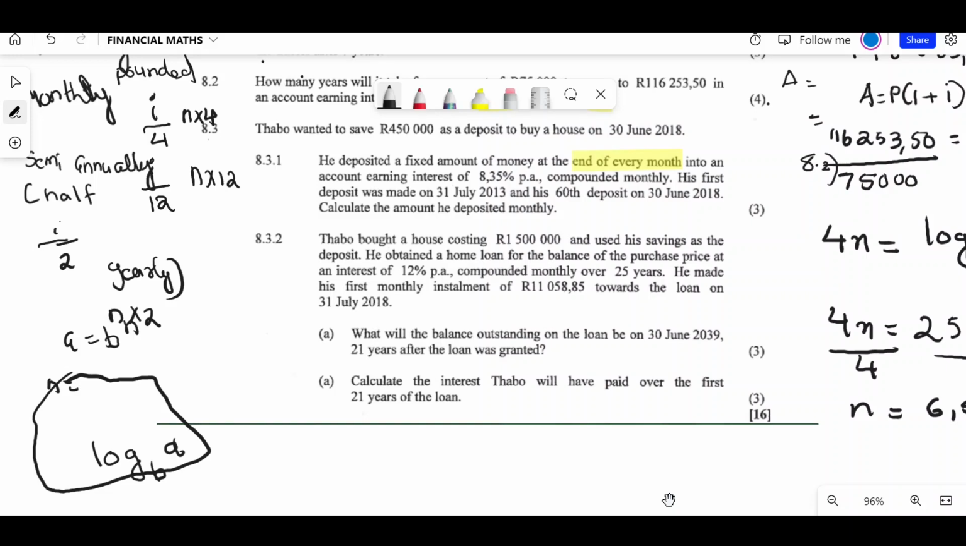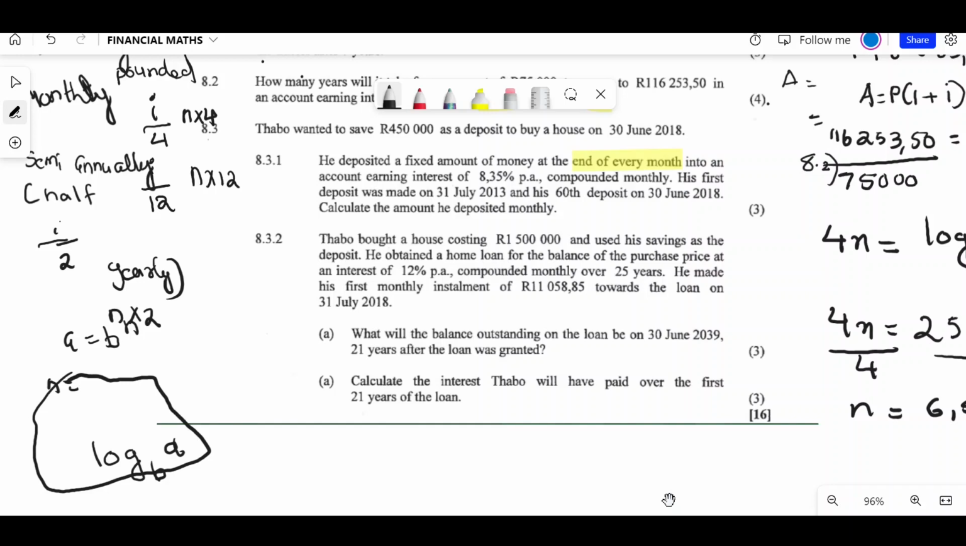8.3: Thabo wanted to save 450,000 as a deposit to buy a house on 30 June 2018. He deposited a fixed amount of money at the end of every month. We already noted that end of every month tells you that it's an annuity formula. End of every month, that means x. There is an equal payment. So that tells you that it's an annuity formula.